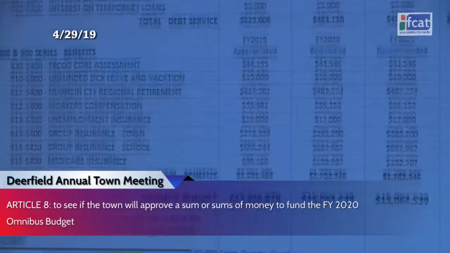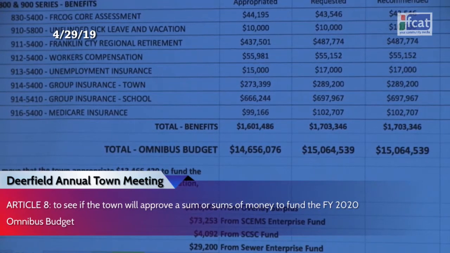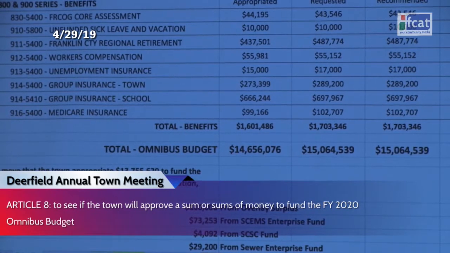The FRCOG core assessment, $43,546. Unfunded sick leave and vacation, $10,000. Franklin County Regional Retirement, $487,774. Workers' compensation, $55,152. We have a hold on workers' comp. Unemployment insurance, $17,000. Group insurance, town, $289,200. Group insurance, school, $697,967. Medicare insurance, $102,707.